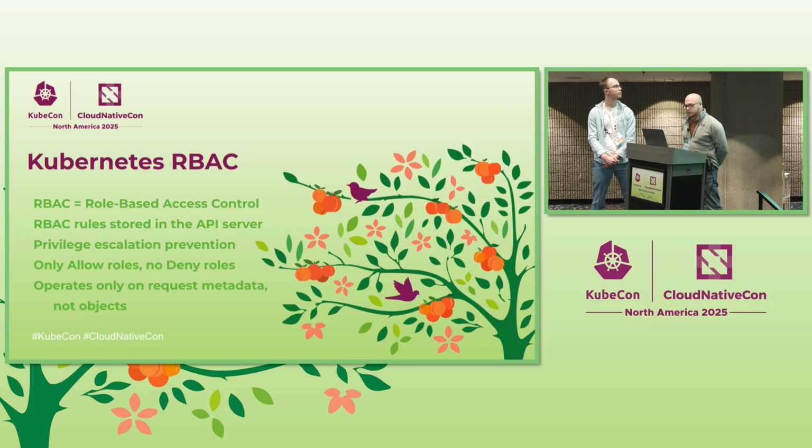Again, Kubernetes RBAC is about role-based access control. RBAC stands for role-based access control. So it's these rules stored in the API server. There are a few limitations here. It does have privilege escalation prevention. It only allows; you can't do any denies. So you can't prevent requests from going through, you can just write allow rules here. And then again, as we specified before, it only operates on request metadata, not on the contents of the request itself.